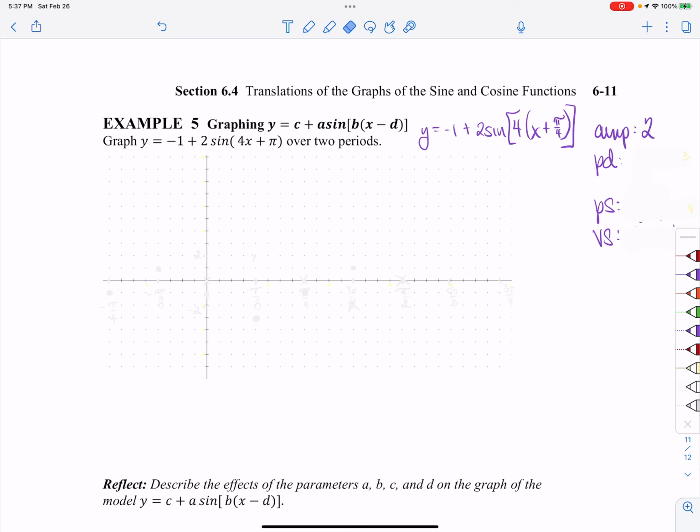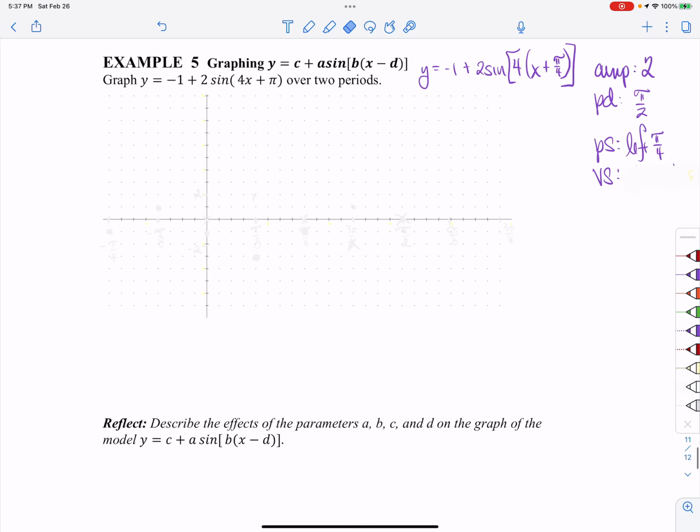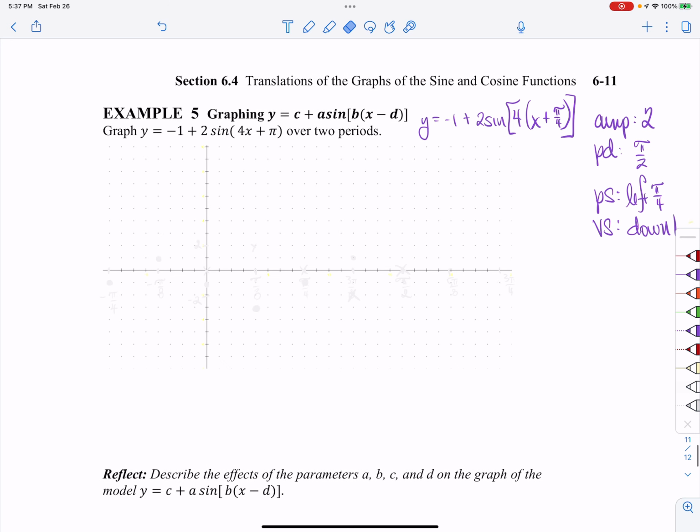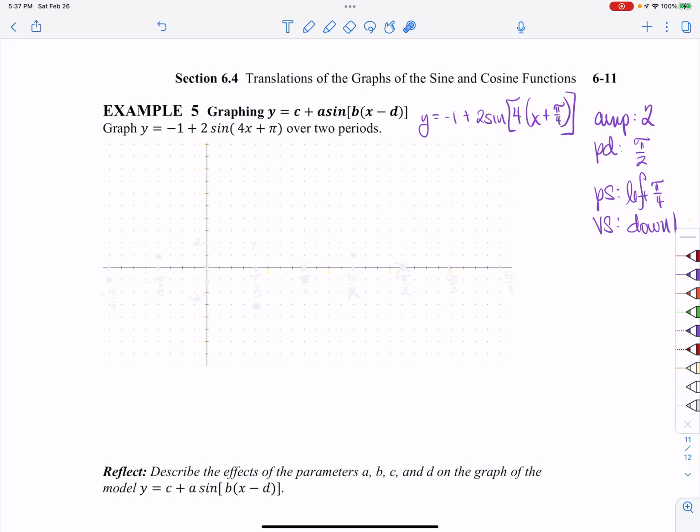The period will be 2 pi over 4, so that's going to reduce to pi over 2. The phase shift, or the horizontal translation, is going to be to the left, pi over 4. And my vertical translation is going to be down 1. All right, once again, ignore the shifts for right now and only pay attention to the amplitude and the period. Those are the only 2 things that we care about for the moment.